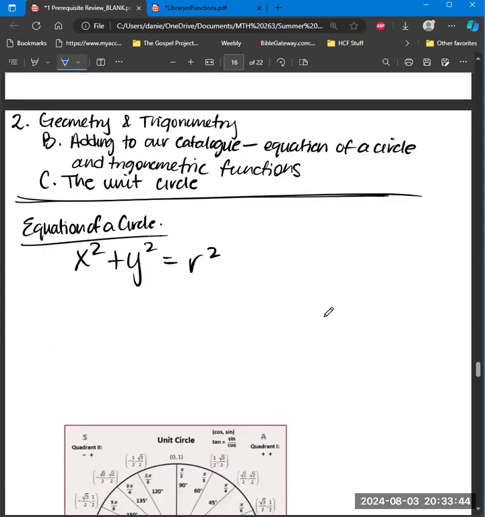For geometry and trigonometry, we're going to just remember the equation of a circle. That should be something that is in your even pre-calculus knowledge here. And this is actually more generically (x minus h) squared plus (y minus k) squared is equal to r squared, where our center is at (h, k) and our radius is r.